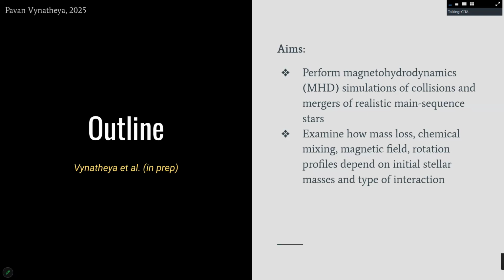So you're adding the magnetic field. Is the pure hydro problem well solved for collisions and mergers? Yeah, for collisions there have been many. But how do they deal with radiative transfer? Usually it's only hydro. There have not been many radiative transfer codes. But does it matter? Not really.